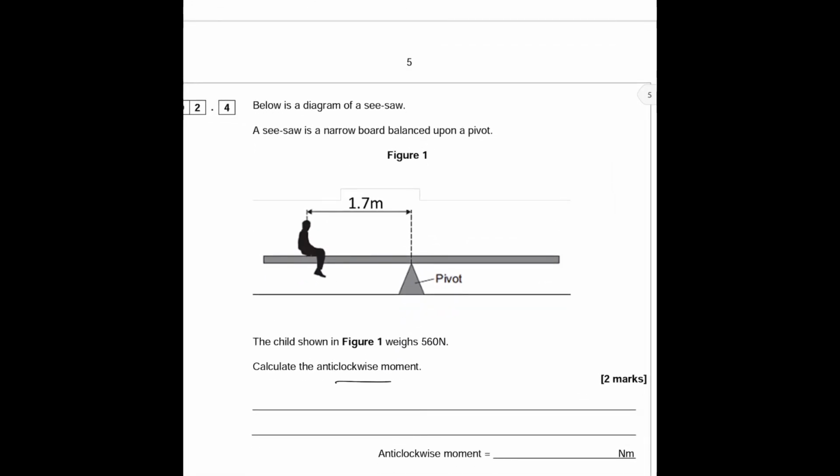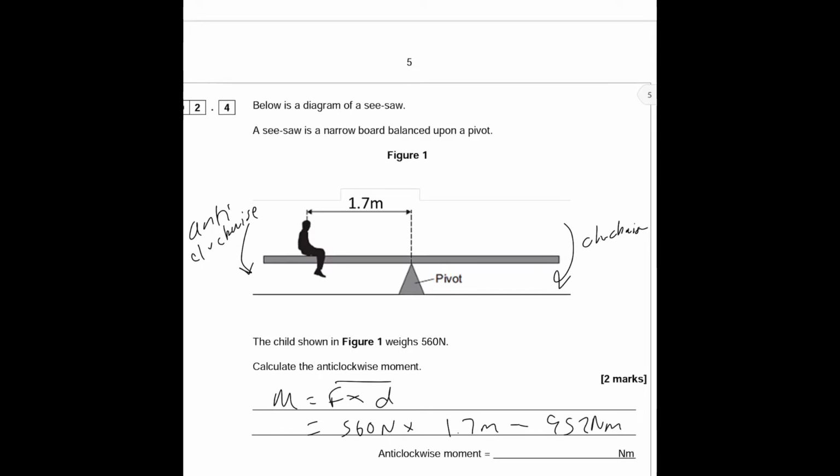Calculate the anti-clockwise moments. Okay, so anti-clockwise moments are somewhat to the left, and this is representing clockwise. This is anti-clockwise, okay? So for the anti-clockwise moment, we have a formula where moment is equal to force times perpendicular distance from the pivot. So the force here is 560 newtons times the distance, that's 1.7 meters. That should give you about 952 newton meters. You can just leave it as 950 if you're doing two significant figures, okay, for 2 marks.